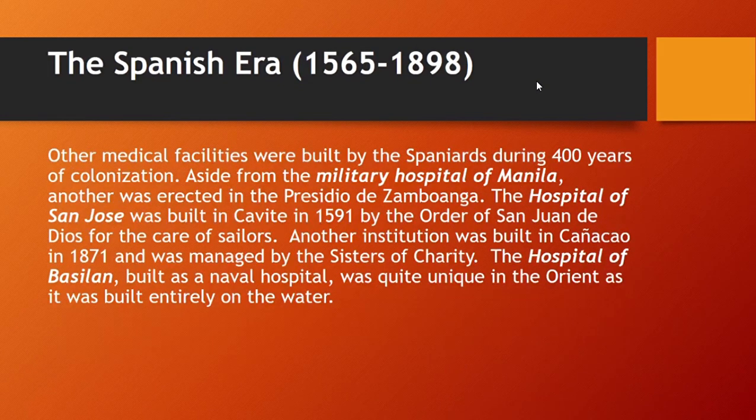Other medical facilities were built by the Spaniards, damu pahinduro, no? During 400 years of the colonization. Aside from the military hospital of Manila, another was erected in the Presidio de Zamboanga. The Hospital of San Jose was built in Cavite in 1591 by the order of the San Juan de Dios for the care of sailors. Another institution was built in Canyacao in 1871 and was managed by the Sisters of Charity. The Hospital of Basilan, built as a naval hospital, was quite unique in the Orient, as it was built entirely on the water.